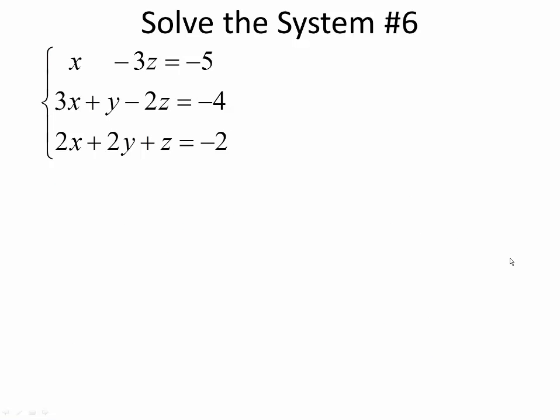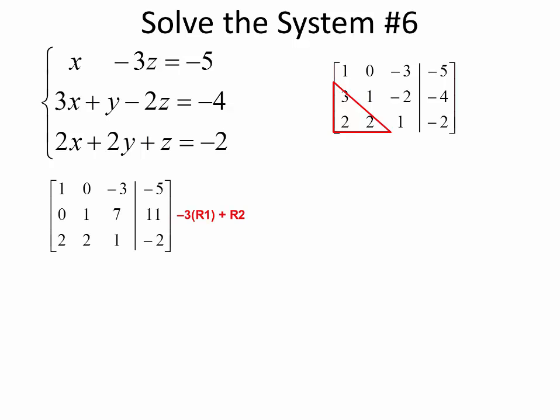Here is example number 6. See if you can finish this on your own. Check your work. All right, so hope you gave it a good try here. Here we go. So when you put this in the augmented matrix, you get this. Eliminate the 3, 2, and the 2. First, I multiply the first one by a -3. Add it.